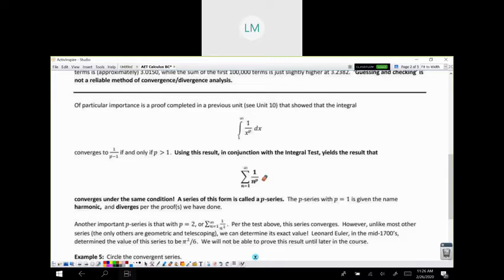If we have p equals 1, then we have the summation from n equals 1 to infinity of 1 over n, which we know is the harmonic series, which we know diverges.